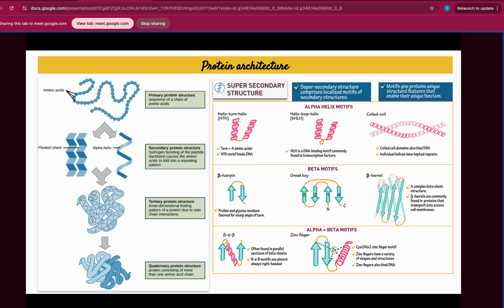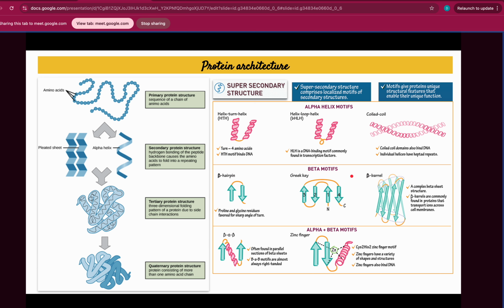it can perform. So multiple types of super secondary structures are alpha helix motifs, which involve alpha helices, such as helix turn helix. Then another one is helix loop helix, and then coiled coil. So these are some types of alpha helix motifs.